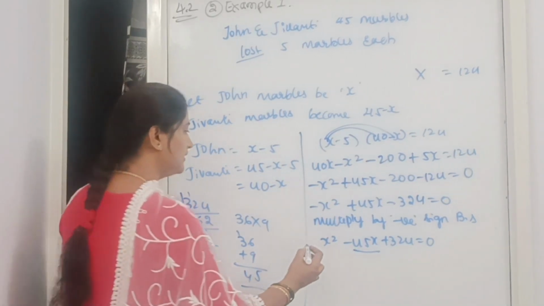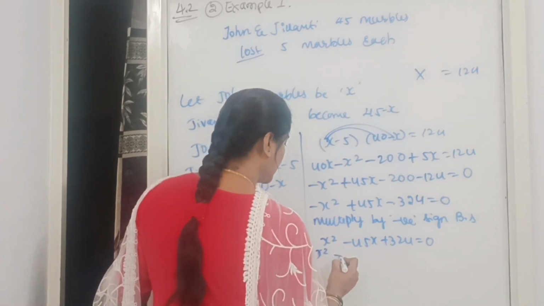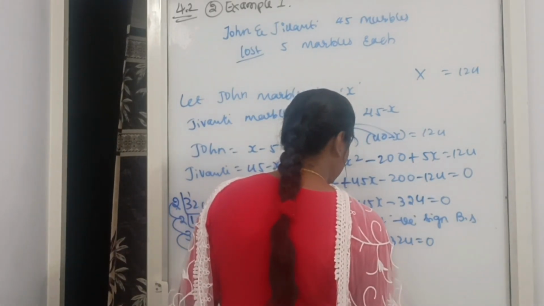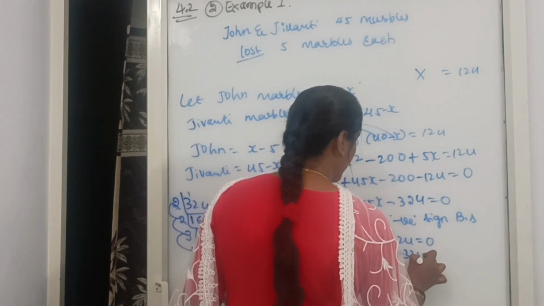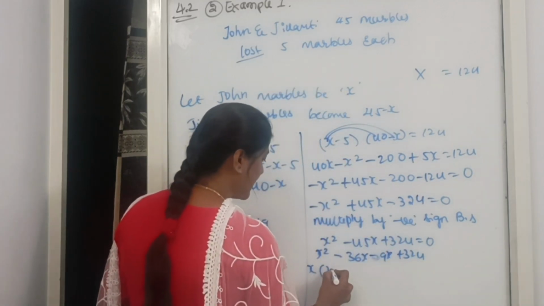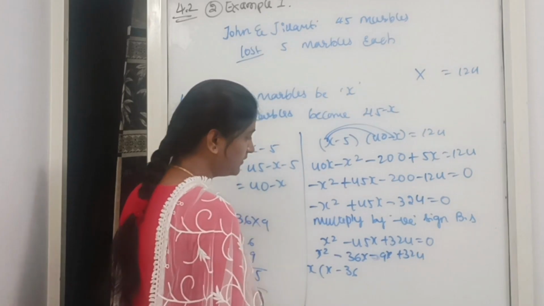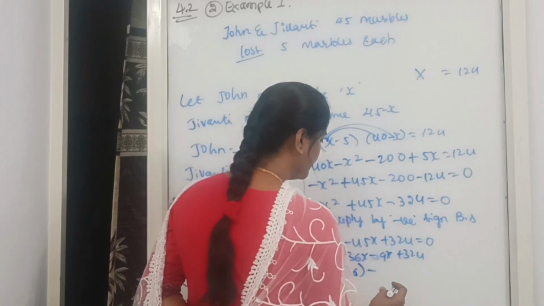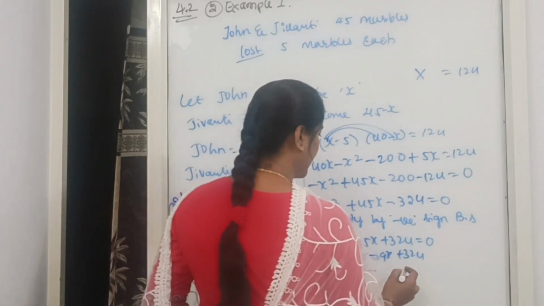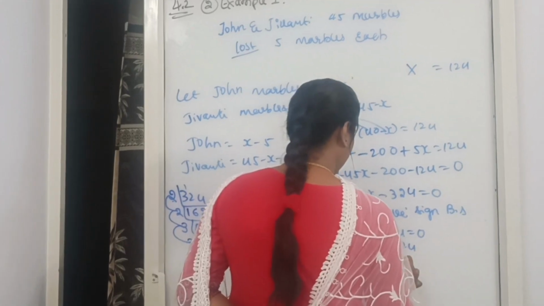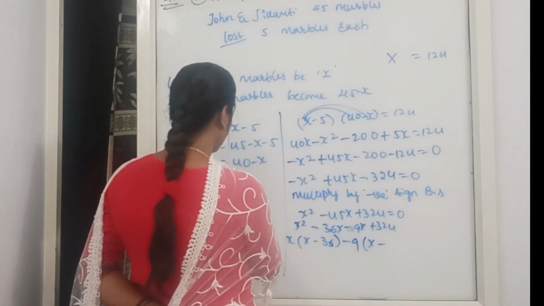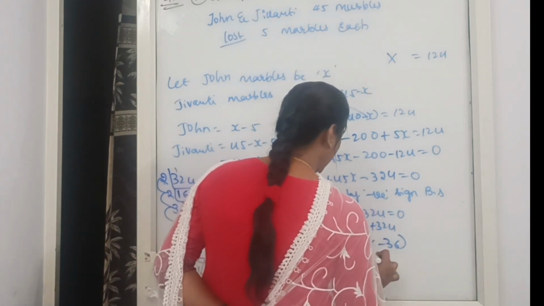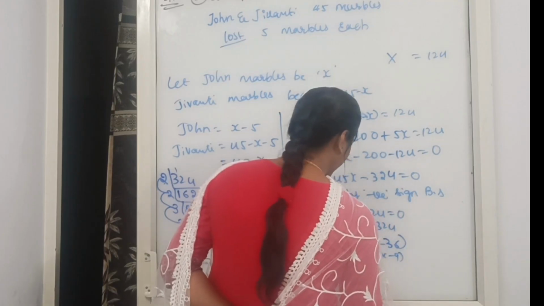So go for it. X square, both are also negative: minus 36X minus 9X plus 324. Here if you take X, the left out is only minus 36, and here you can take 9, so X minus 9 into minus 36. What we got: X minus 36 into X minus 9 equals 0.